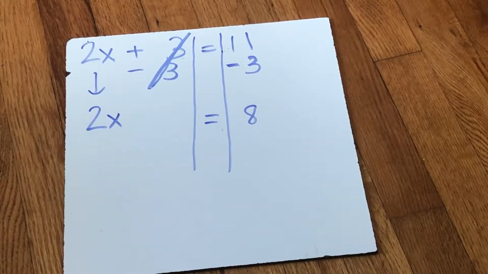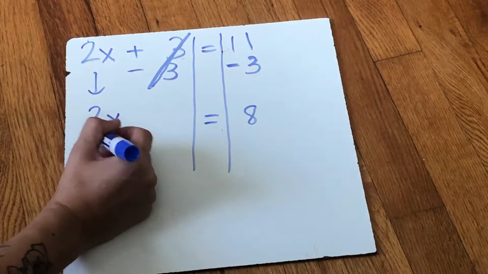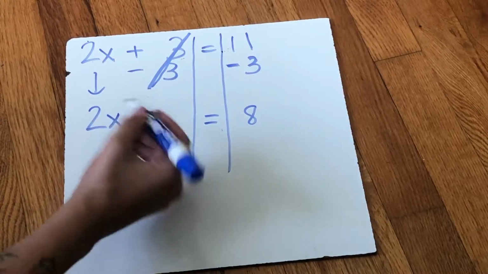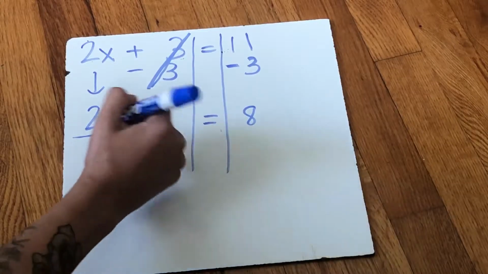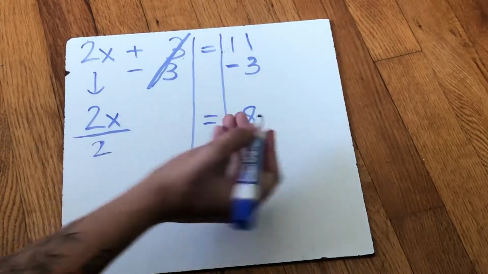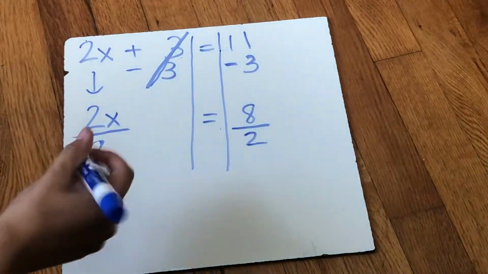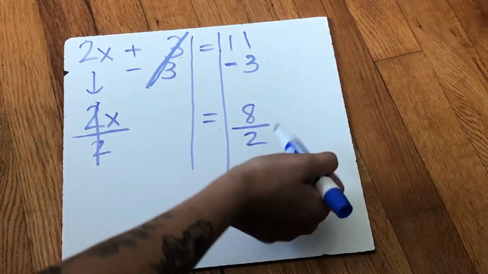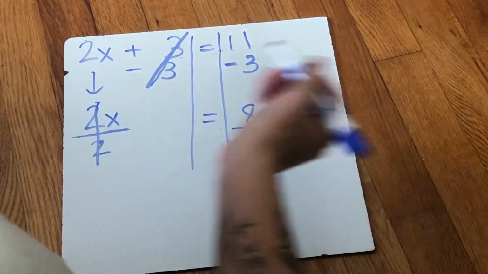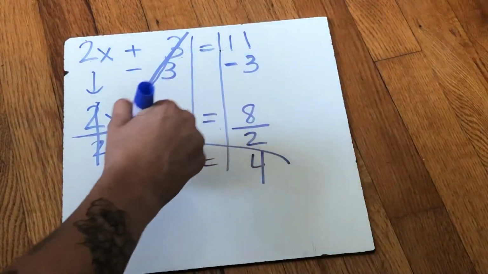Now my rule, remember, is the opposite operation, and whatever I do to this side, I have to do to this side. These are side by side, so they're multiplied. So the opposite of multiplication is division. I'm going to divide by 2, and because I did it over here, I'm going to do it over here. So 2 divided by 2 cancels those out. 8 divided by 2 is 4. So I have x by itself, and I have x equals 4.